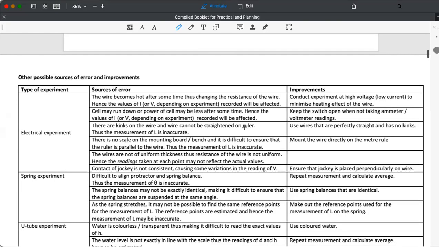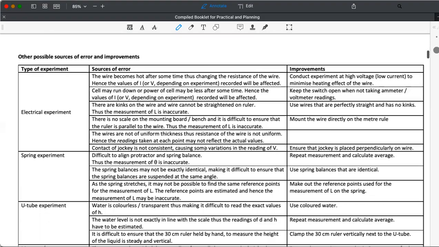Then you can also talk about other more prevalent ones, like the nicks on the wire, which I mentioned earlier, leading to inaccurate measurement of the length. That means that you can improve it by using wires that are perfectly straight and have no nicks. But this one is very hard to achieve. It's just a suggestion. But to be very honest, it's not possible to do this. But you can suggest it, like, you can improve the wire by ensuring there are fewer nicks. But it can't be perfectly straight. Let's be very truthful about it.